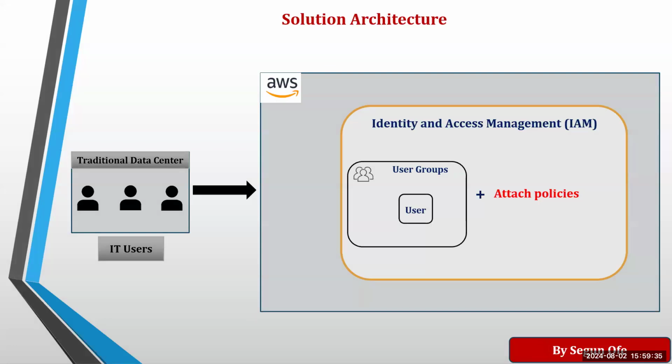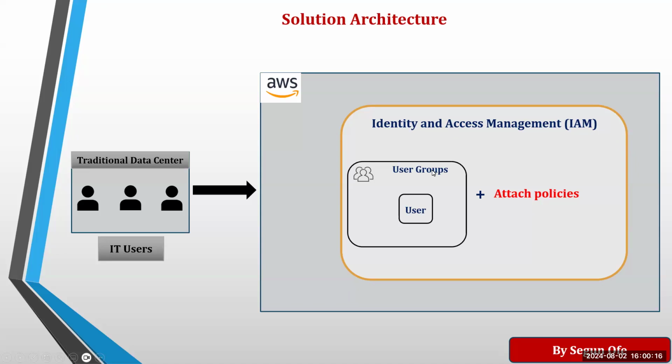So this is going to be the solution architecture for using the second method. To the left, in the traditional data center, we can see the IT users, and to the right, we can see the AWS platform. And inside the AWS platform, we have a service called Identity and Access Management, IAM. And inside this Identity and Access Management interface, we have user groups.